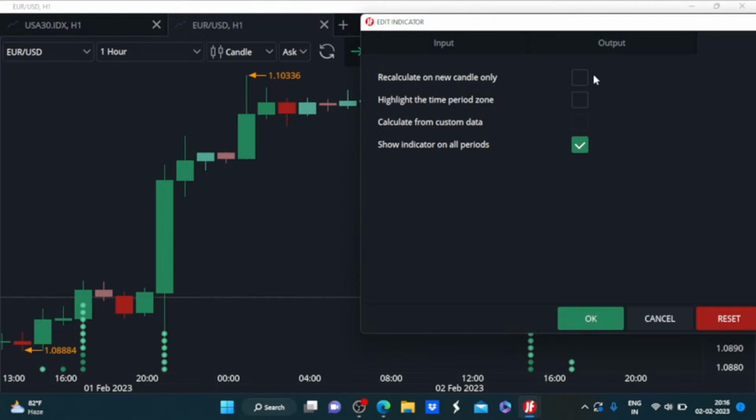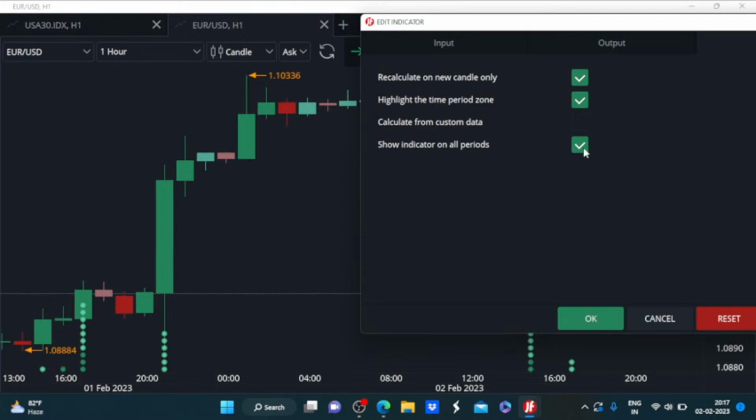Recalculate on new candle only. This is not going to cast much of an impact, as we will have the single candle formation always recalculated on new candle. Highlight the time period zone. This being a single candle formation is also not really an important customization factor.